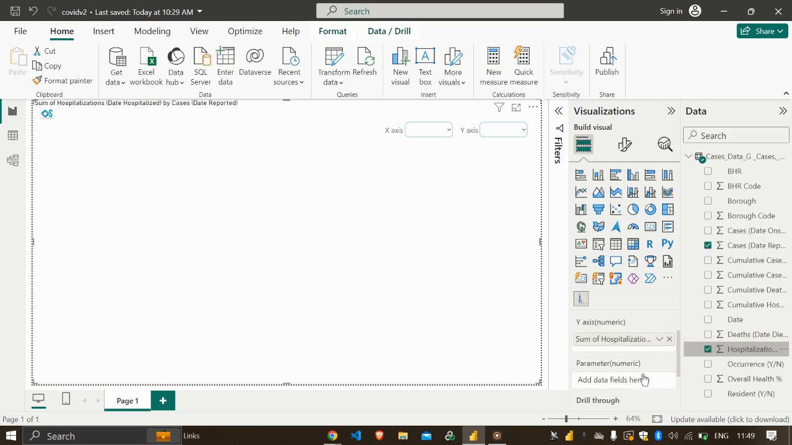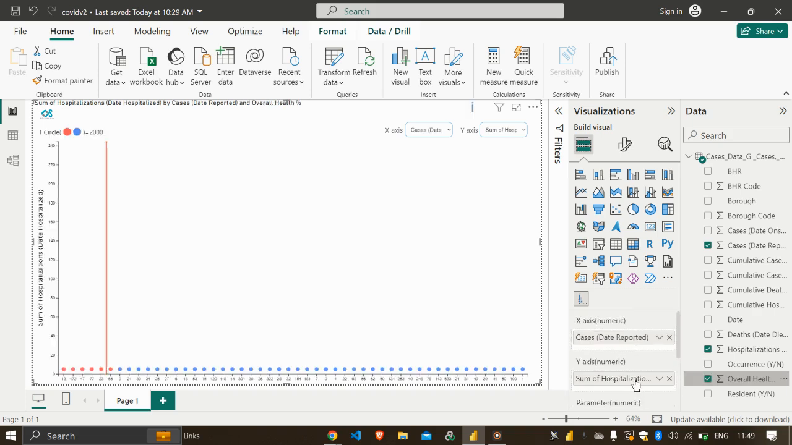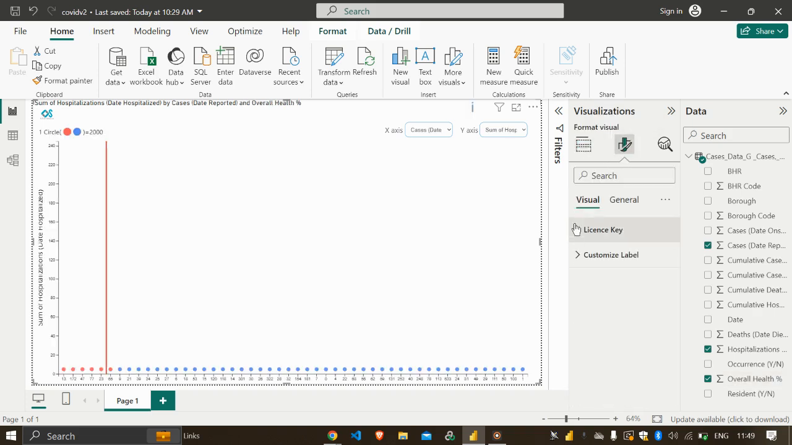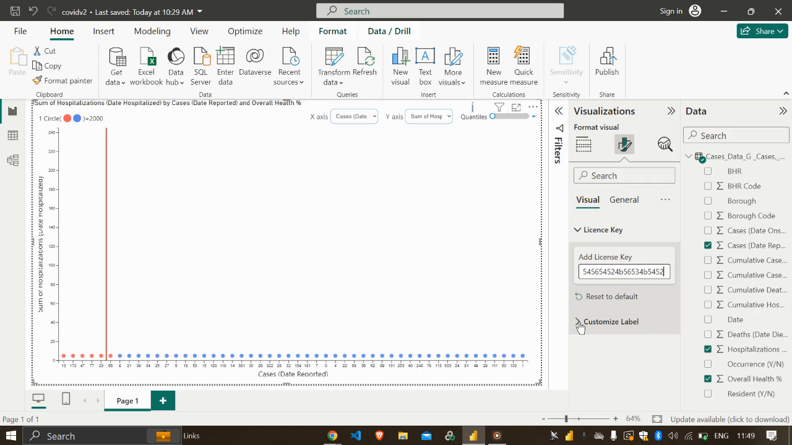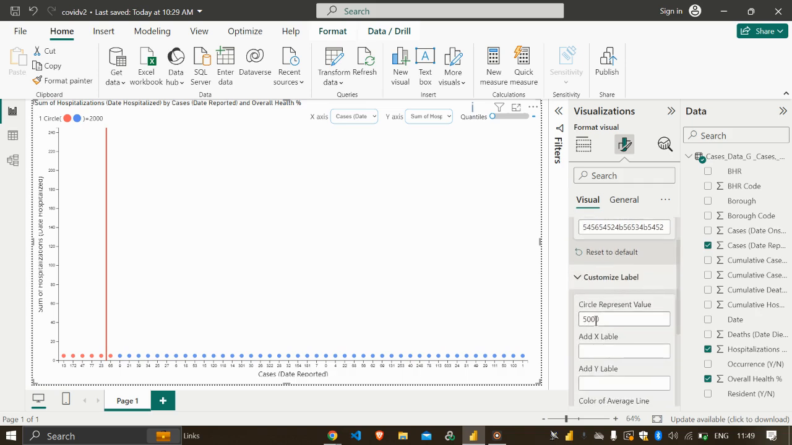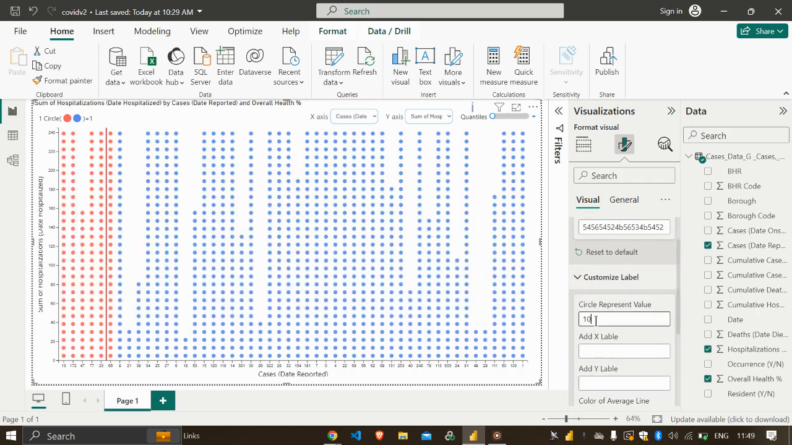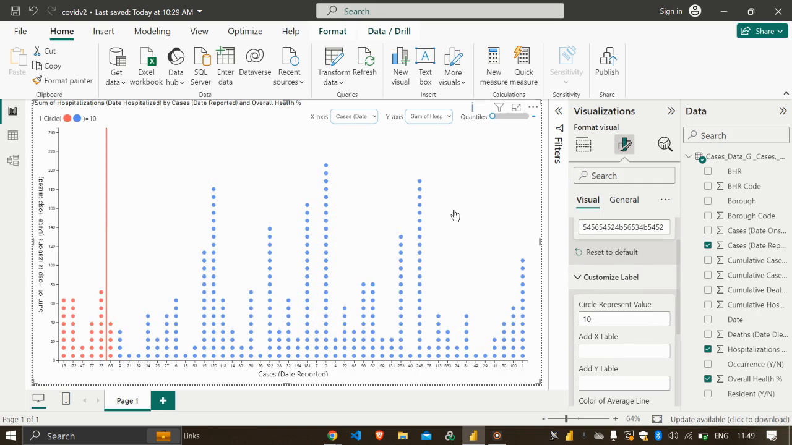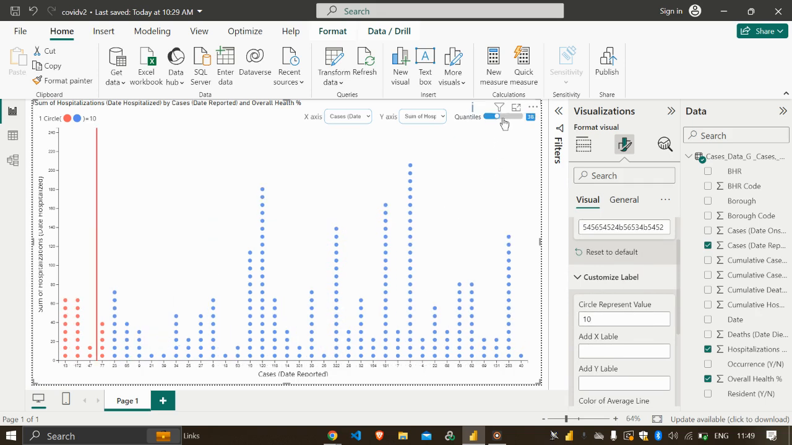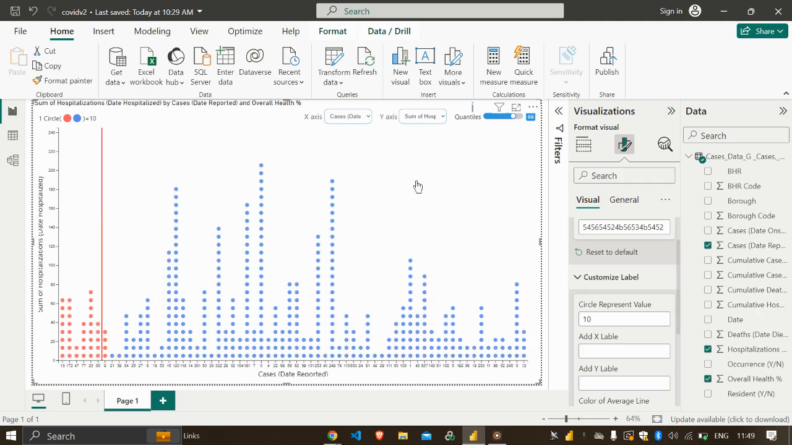So let me drag the data here. This is the parameter which plays the probability part. Now it's time to put in a license key. It will be a temporary license key, and there is customization for circles. This 10 will represent 10 patients per circle. With this scroller you can manage the data by quantiles.